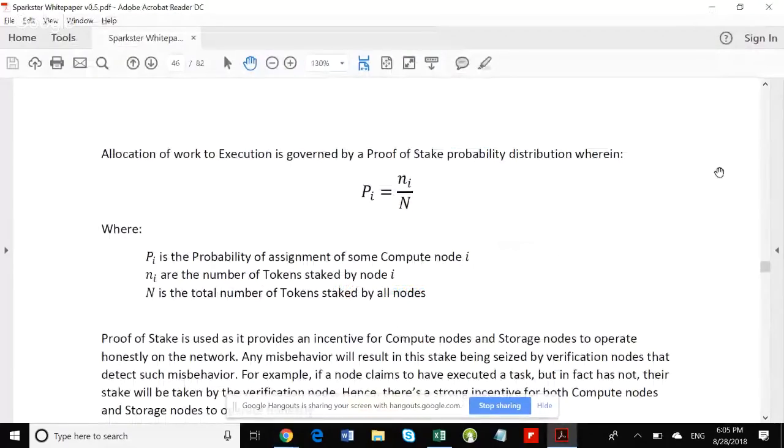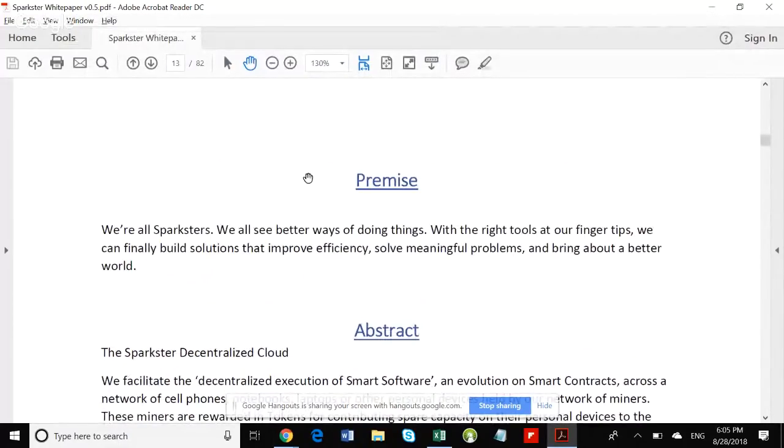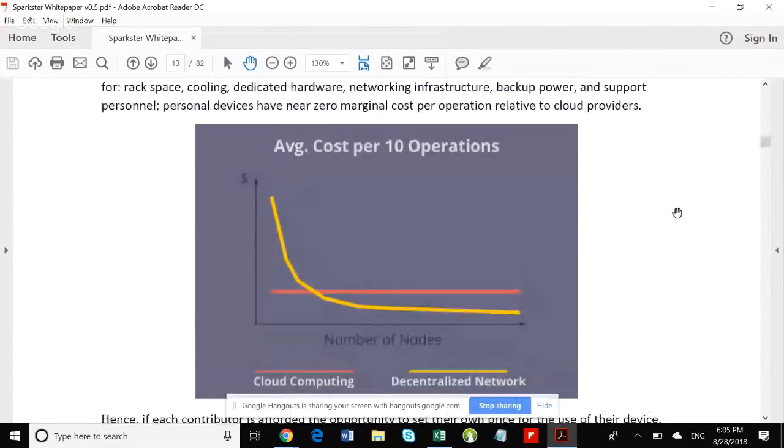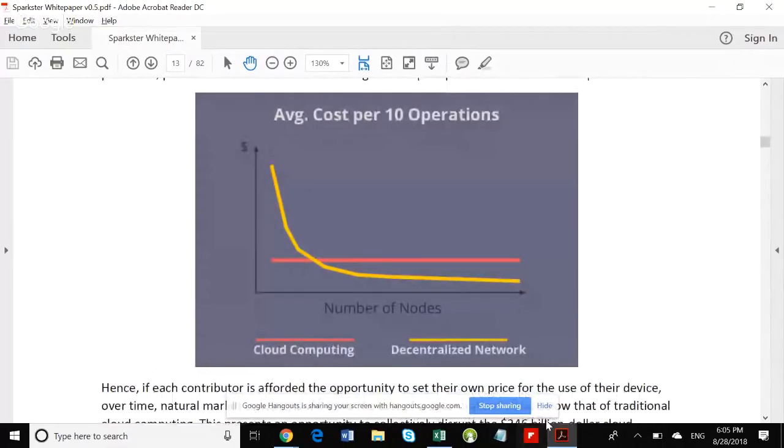What we're looking at is the white paper. And specifically, we're going to start with the premise here, in terms of why I think that Sparkster's decentralized cloud in the long run will be successful relative to traditional cloud computing. And it really comes down to this graph. What you're looking at here is the red line, which is traditional cloud computing.